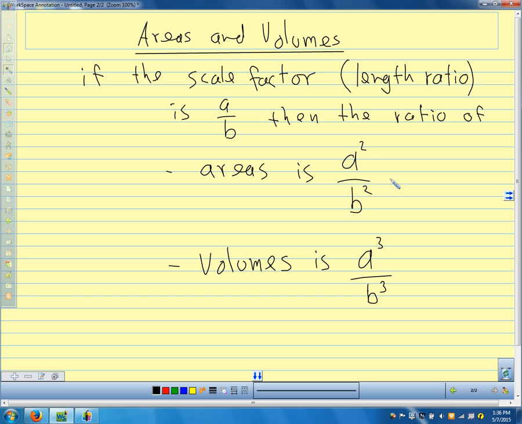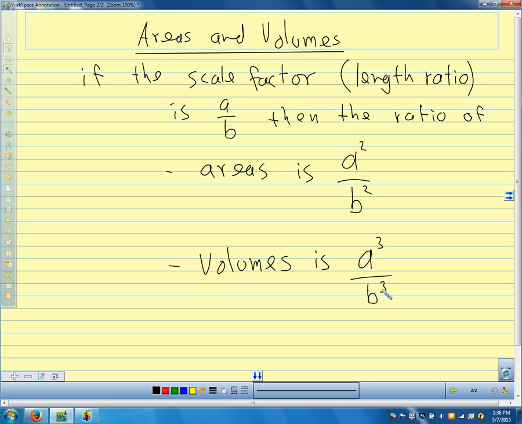So we square the length ratio to get the area ratio. We cube the length ratio to get the volume ratio. And the area ratio could be the surface area, could be the base area, could be the lateral area. Any area ratio is going to be the square of the length ratio, and then cube it to get the volume ratio.